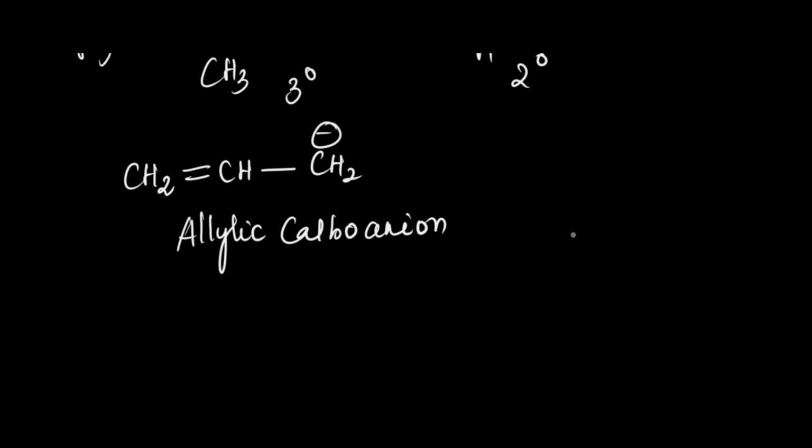Allylic carbon is the carbon next to the double bond. So what about the carbon which is having the double bond? For example, like this. Then that is a vinylic carbanion. This is vinylic carbon.